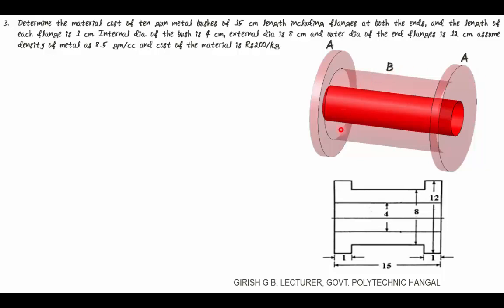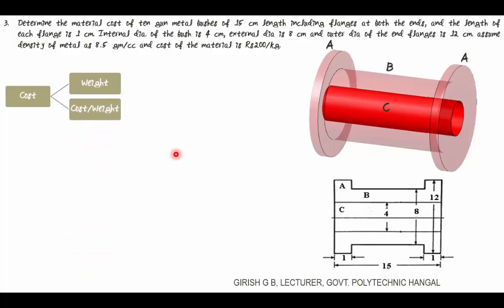The second is the cylindrical part B. The whole will be called the part C. They have asked us to determine the material cost. Material cost is the product of weight and cost per unit weight, and cost per unit weight they have given as rupees 200 per kg. We need to determine weight.